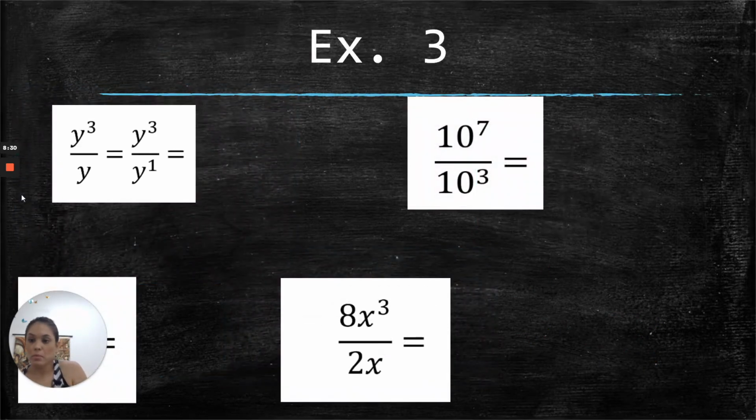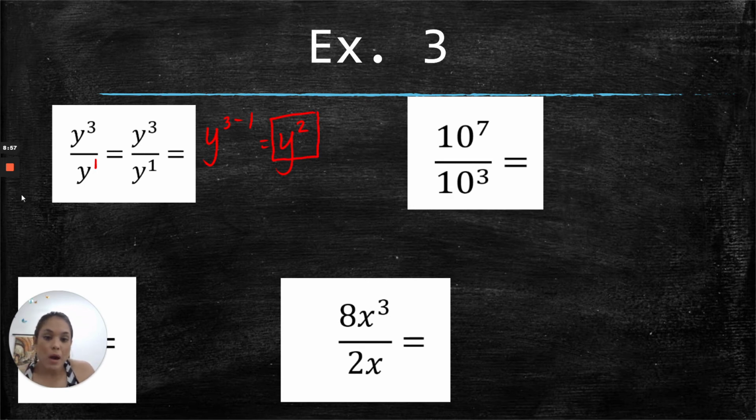Let's do some more examples. So I have y to the 3rd divided by y. Now remember when I said if you don't see an exponent there, it is known that it is 1. So I have that demonstrated here. Y to the 3rd divided by y to the 1st. This is going to look like y to the 3rd minus 1, which equals y to the 2nd power.